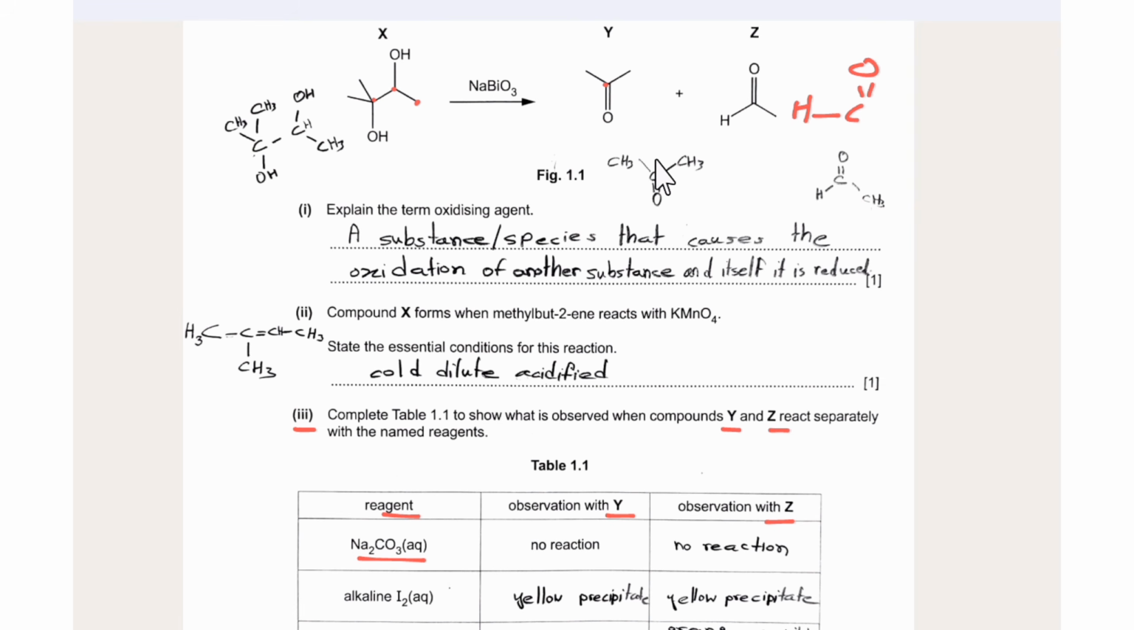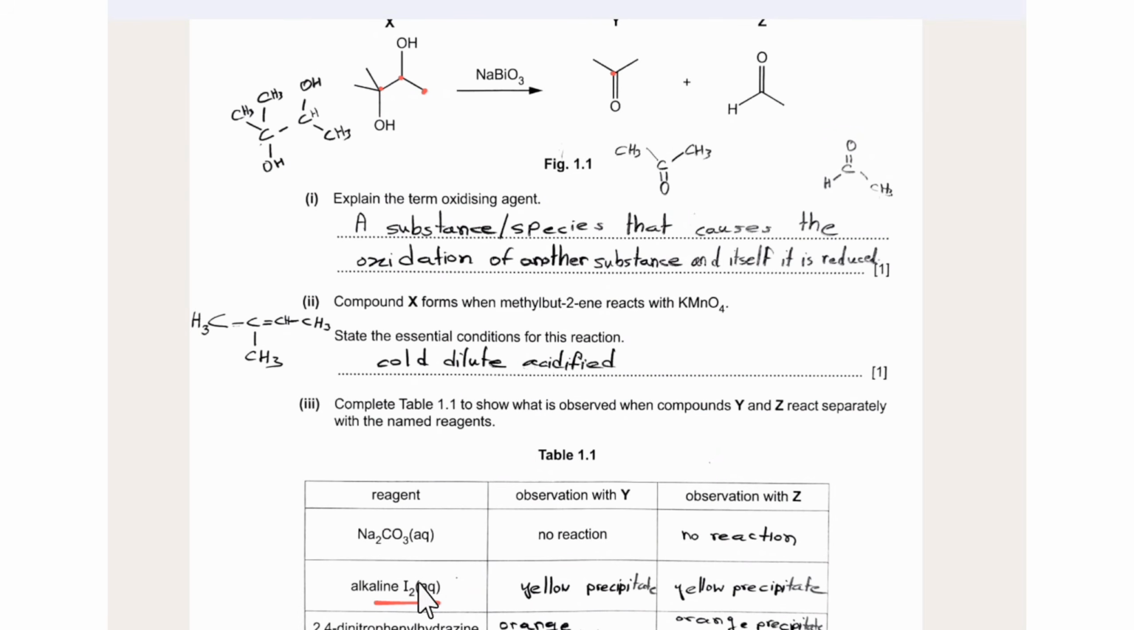Na2CO3, for the reaction with Y, there would be no reaction since a ketone does not react with Na2CO3, NaOH or sodium. Ketone does not react with any of these substances. And for Z, Z is an aldehyde, and an aldehyde also does not react with any of these three substances. So you must remember that aldehydes and ketones do not react with Na2CO3, NaOH and sodium metal. So there would be no reaction.